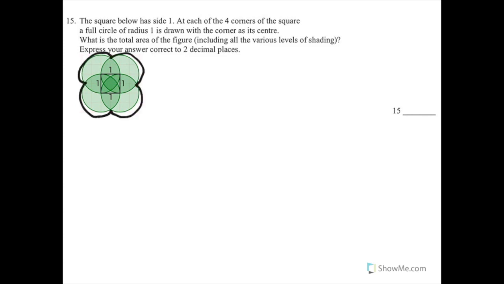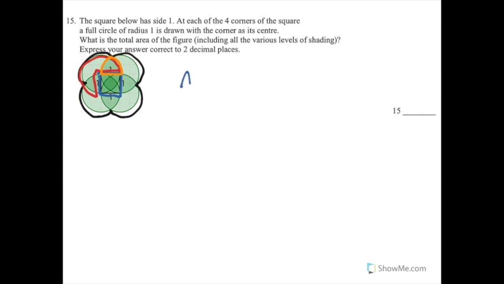And so what we can do instead is we can find the area of the central square. Then we can go ahead and find the area of these 3/4 of a circle, and then we can subtract off 4 of these sections here. So we need to find the area for each of these.